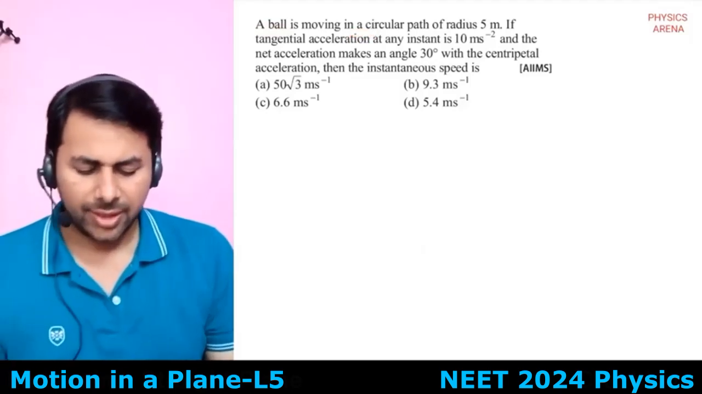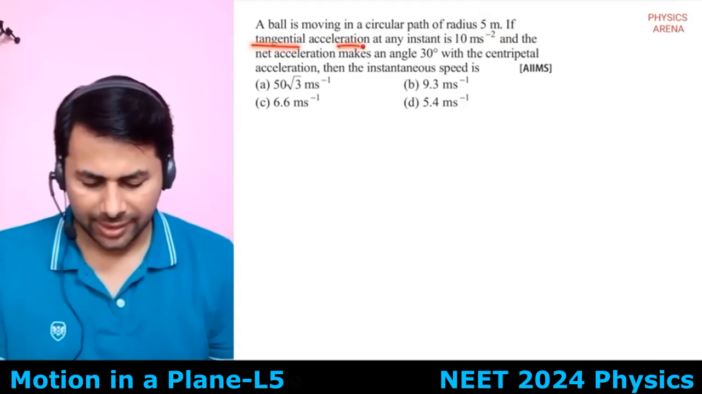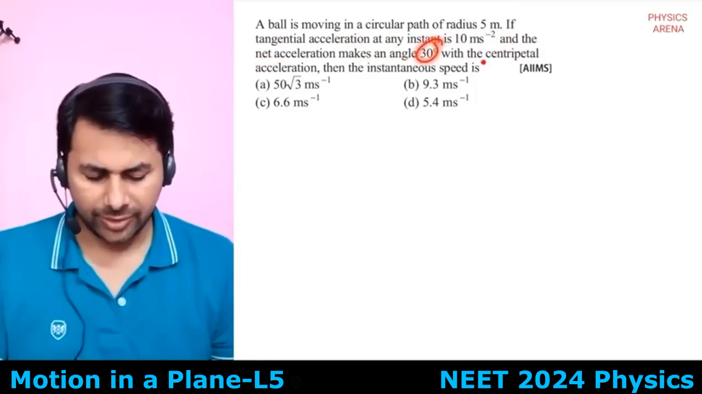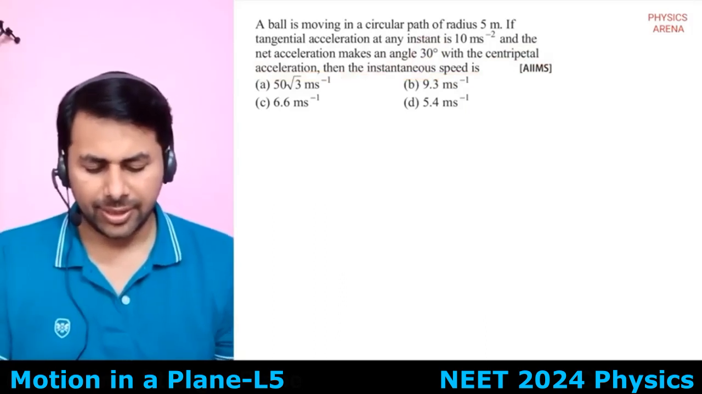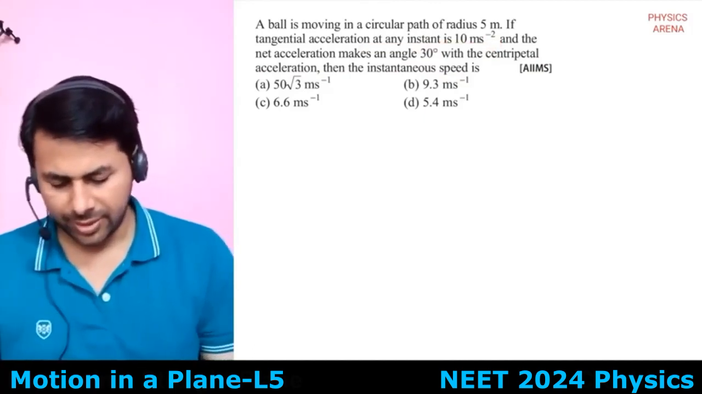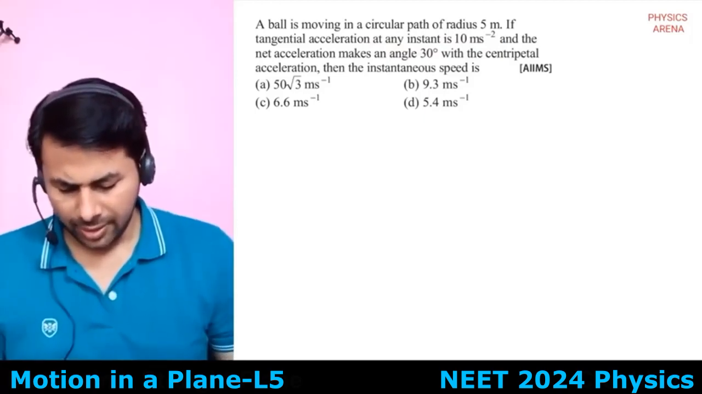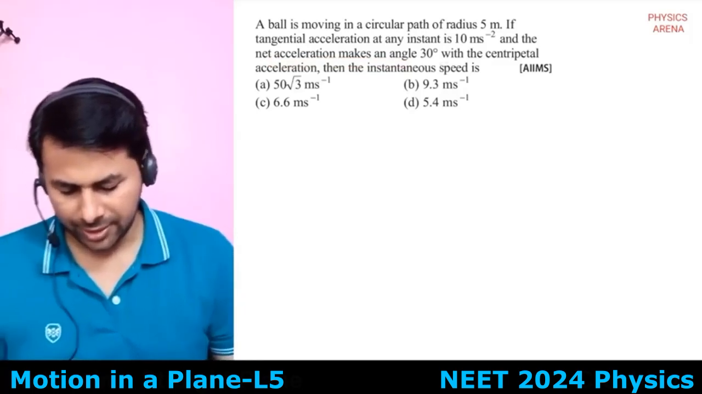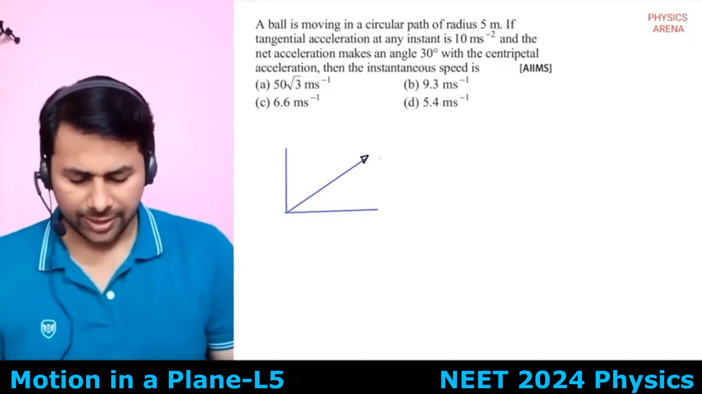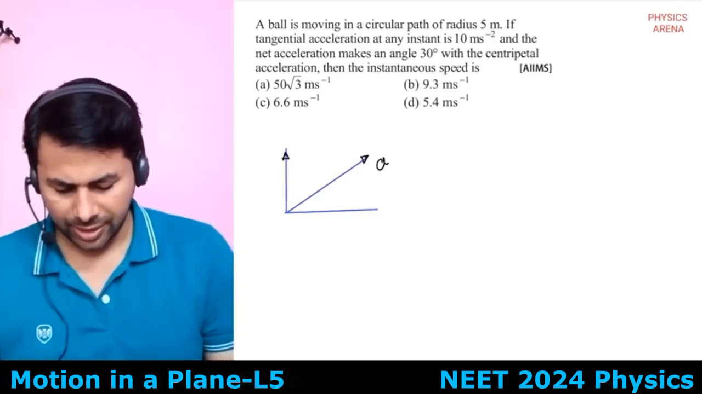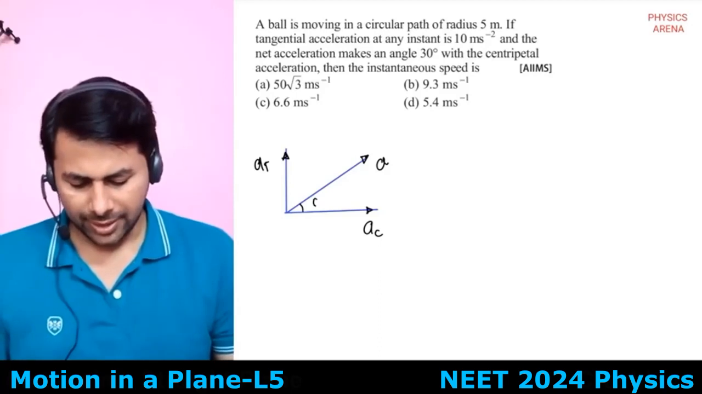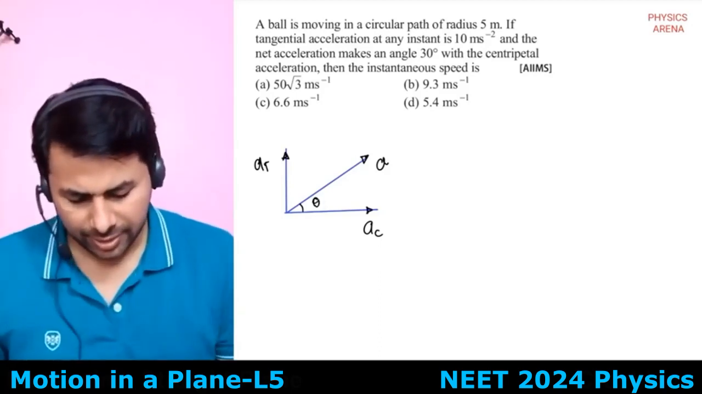A ball is moving in a circular path of radius 5 meters. If the tangential acceleration at any point is 10 meters per second square, and the net acceleration makes an angle of 30 degrees with the centripetal acceleration, then the instantaneous speed is. So this is similar to one of the questions that we solved earlier, right? Tangential acceleration is given, and the angle between net acceleration and centripetal acceleration is given. So we can draw this diagram. This is total acceleration, this is tangential, and this is centripetal. The angle between total acceleration and centripetal acceleration is given, it's 30 degrees.